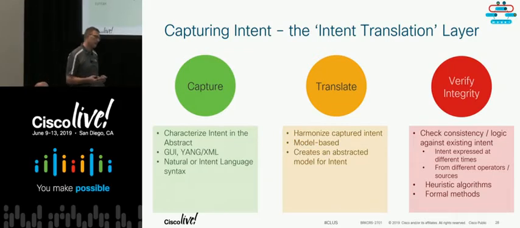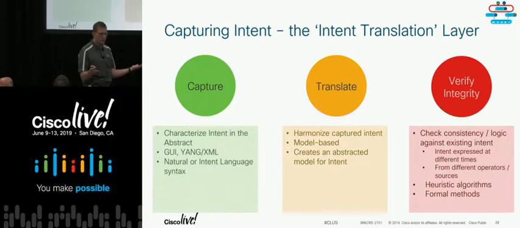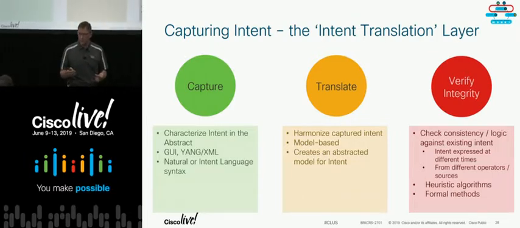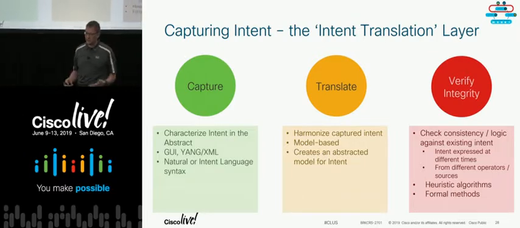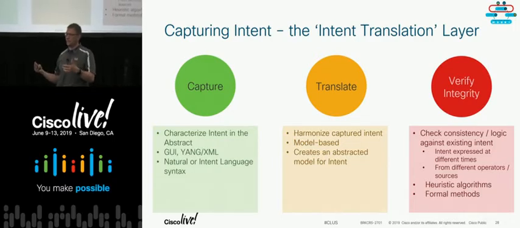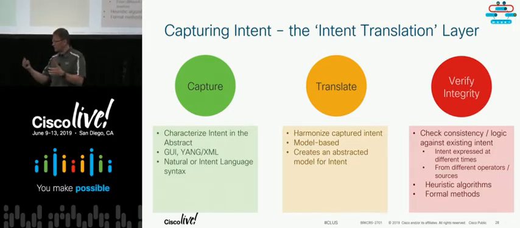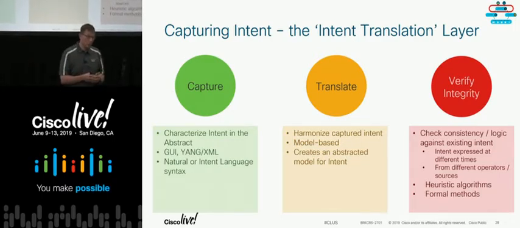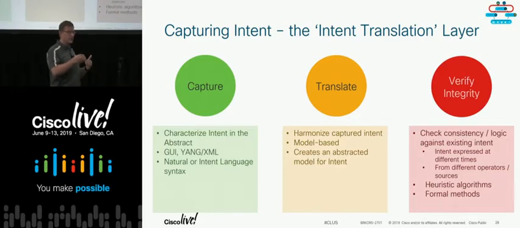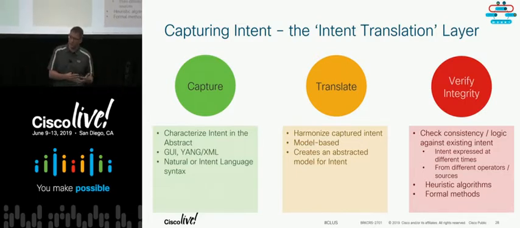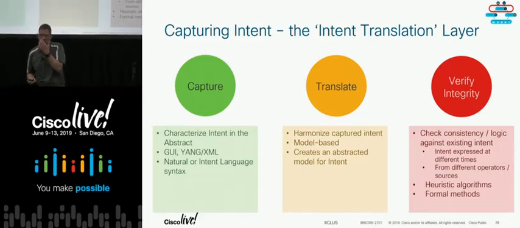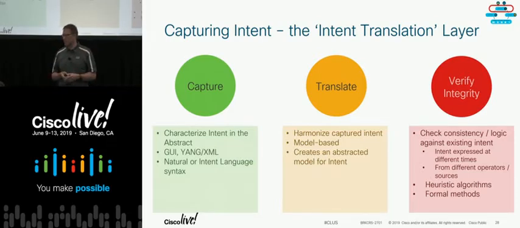So think about this. Maybe you have a large environment with multiple operators, and they all express intent. Who's to say that the intent that is being expressed is actually consistent among multiple operators? Or maybe consistent at different points in time. So we need to make sure that the intent that you express doesn't conflict with maybe existing intent expressions, and that is also part of that translation function.